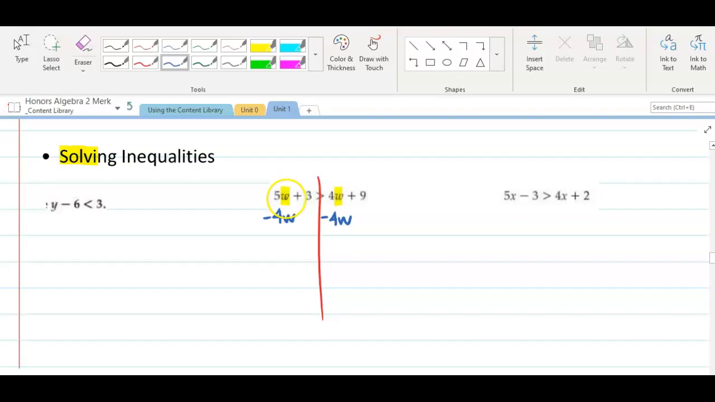So 5 W's, take away 4 W's is 1 W. Notice I don't have to put a 1 before it. 3, it's still greater than. All I've done is subtract something and that doesn't change anything. And 9. I'm still trying to get W by itself. I have to get rid of the 3, so I'm going to subtract 3. W is greater than 6. That's my final answer. Pause your video and try these other two inequalities, one on the left, one on the right, and see if you get the same thing.